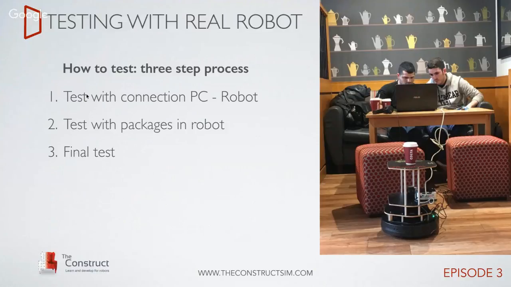Okay, so how do we test this? Once we have access to the hardware, we test in 3 steps. The first one is with a connection PC to robot. It's the one that you can see here on this picture.